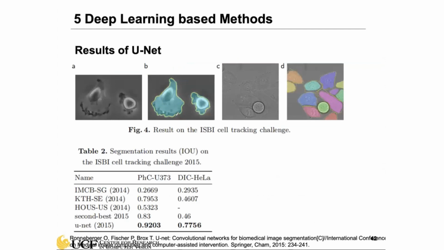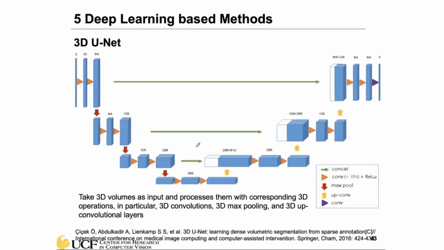And here are some of the results for the UNET, okay? This is for the ISBI cell tracking challenge. They segment these cells. And this is some of the quantitative results using the UNET as compared to some other approaches. So that's the basic UNET, which operates in 2D space, right?